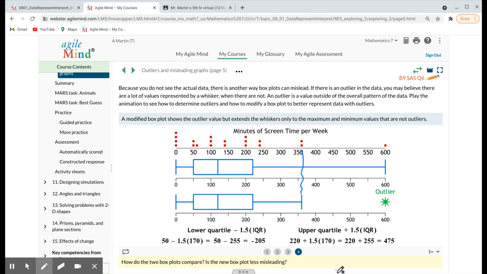They minimize the right whisker and bring it to the highest value besides 600. Correct. So the next value below the 475 is what they put their max as, and then they put their outlier to the side. And so is this better data compared to what she was presenting at first? Yes, because it's less misleading, right?